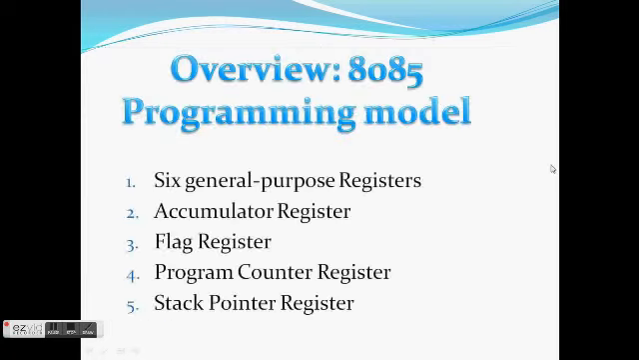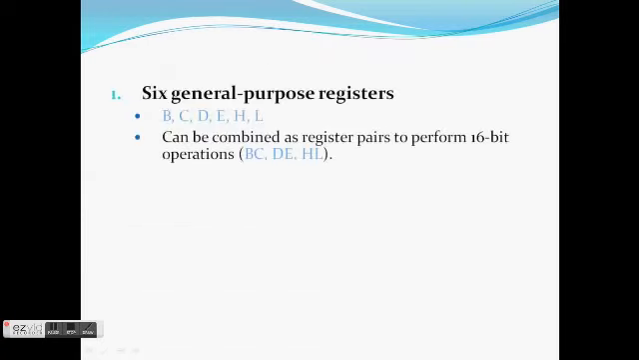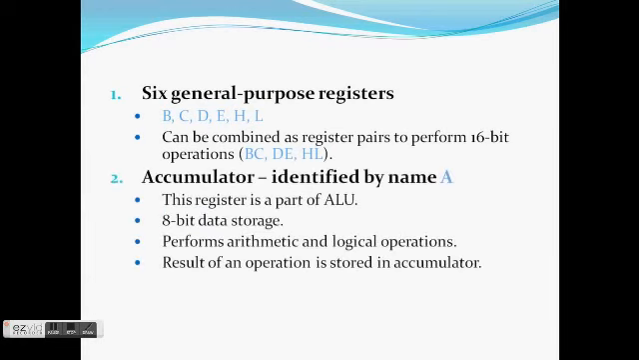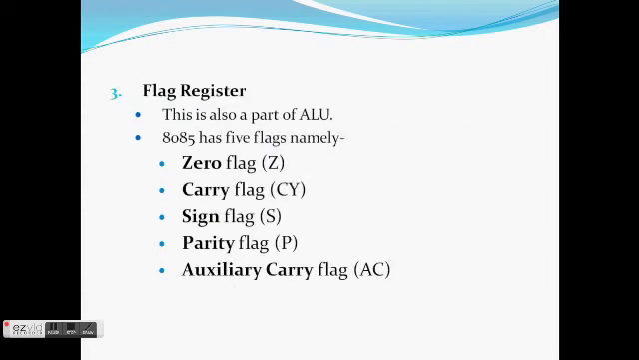So the overview of the programming model: it has 6 general purpose registers, the accumulator register, flag register, program counter register, and the stack pointer register. The 6 general purpose registers are B, C, D, E, H, L. They can be combined as register pairs to form 16-bit operations, like the B-C, D-E, and H-L pairs. The accumulator, identified by the name A, is a part of the ALU. It has 8-bit data storage and it performs arithmetic and logic operations.